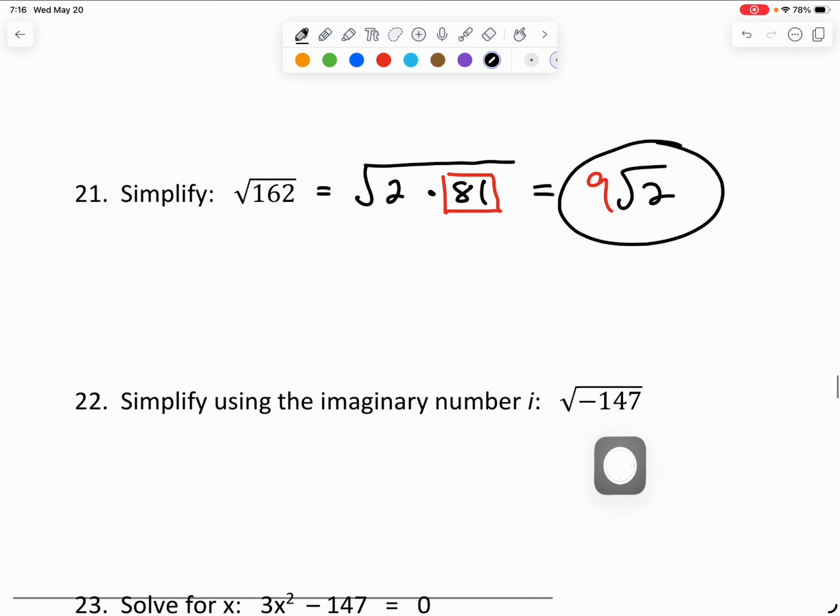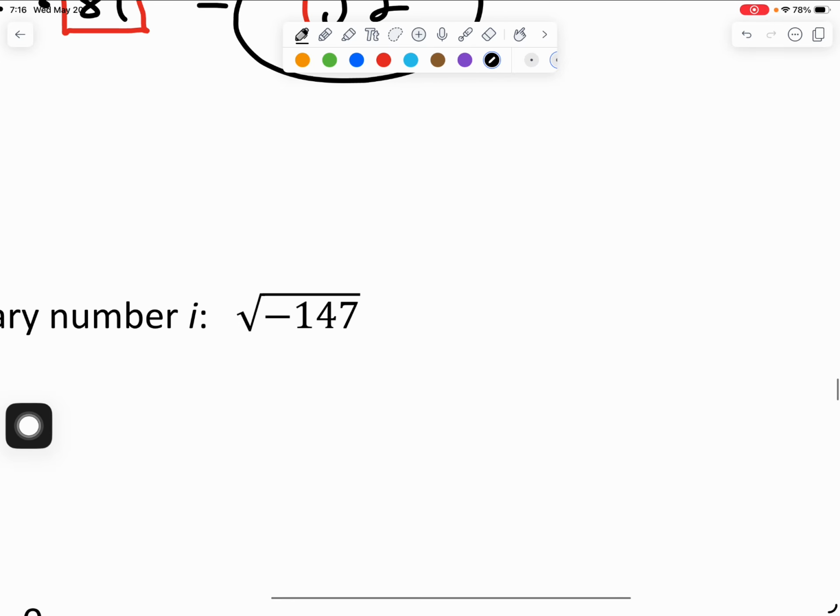We're going to do the same thing here, except we're just going to include the imaginary number I. All right, so let's go ahead and check. We already know that 100 is not going to work because it goes 200, 300, 400. 81 is going to hit 162. It's not going to hit 147.